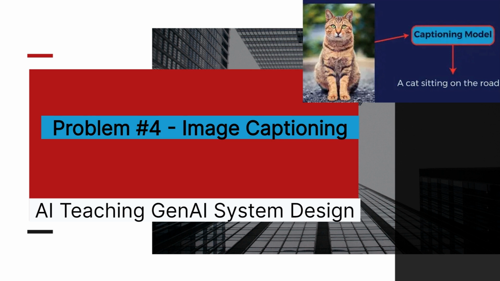Today, we design an image captioning system that generates descriptive text from images, clarify requirements, use cases, image resolution, language, real-time needs, and handling ambiguous images. Frame as ML task. Input is an image, output is a descriptive caption.